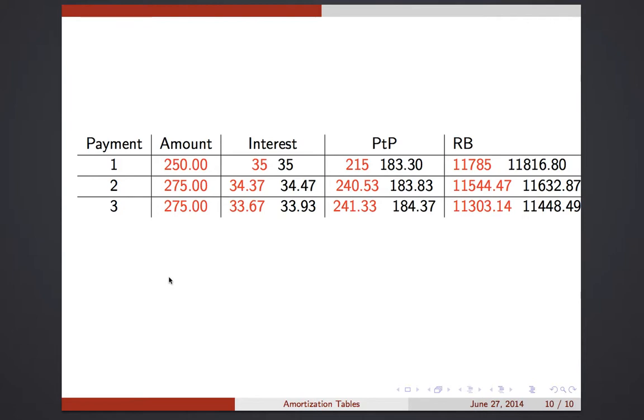So we will see how useful these are in other situations where maybe the interest rate changes. I guess that's the main other situation. But here you can see exactly what happens when he pays more than the minimum.